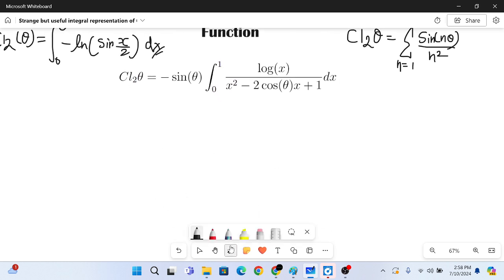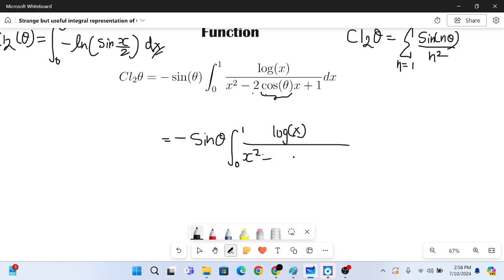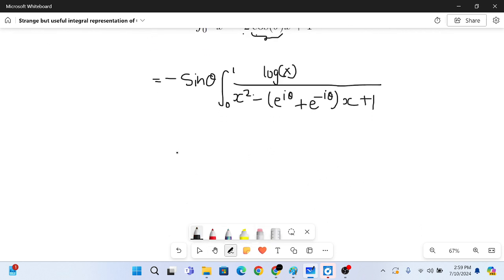Now to do this, something that seems to make this simple is to change the cos theta in terms of e. So let's do that. Minus sine theta, and then integral from 0 to 1 log x of x square minus 2 cos theta, so this is e to the power i theta plus e to the power minus i theta, x plus 1. Yes, you know this formula. I guess that's Euler's identity or some formula. e to the power i theta is cos theta plus i sin theta. From that formula we get this.